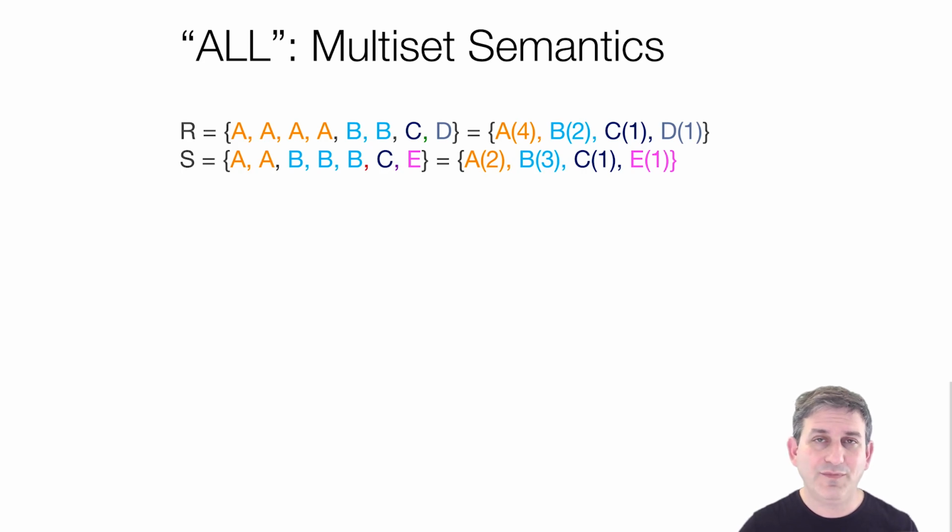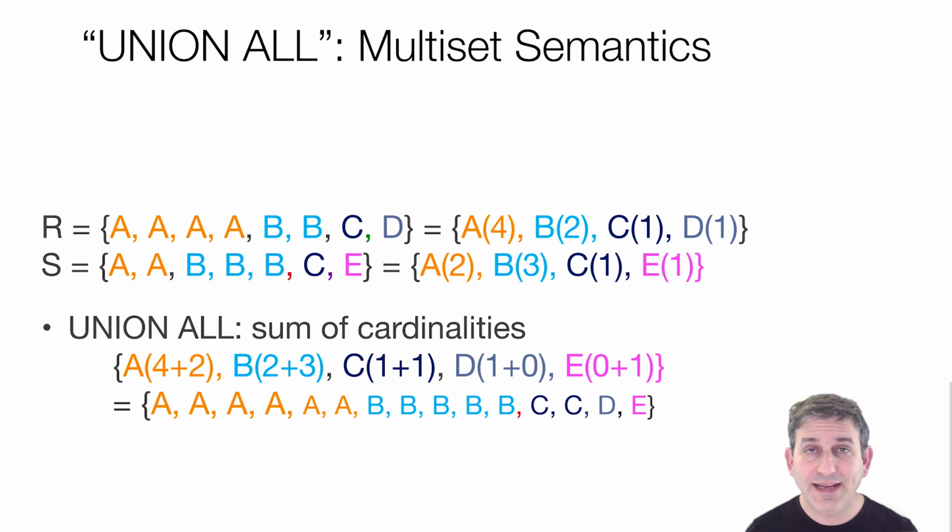This notation is going to be handy for explaining things here. You don't actually use this notation in practice. We're just going to use it for explanatory purposes. So we've got our cardinalities of each tuple written down next to them in this ALL multiset semantics. And then SQL has these ALL variants of the set operators.